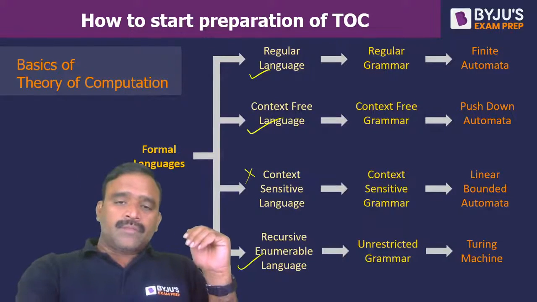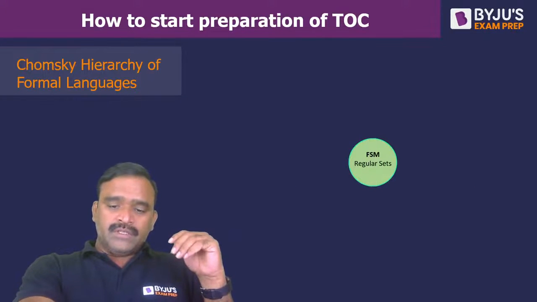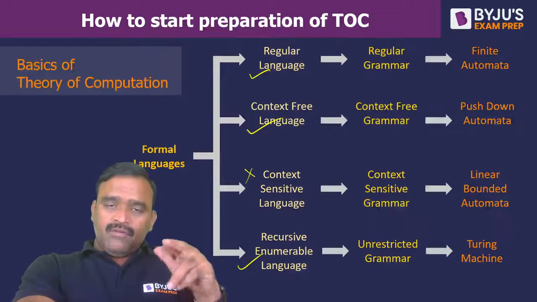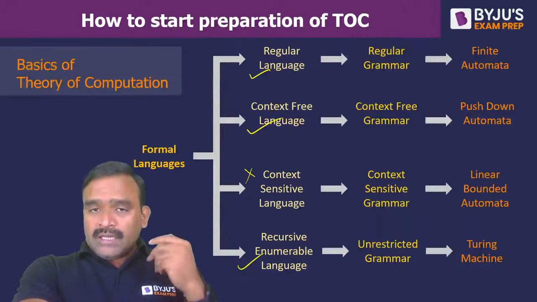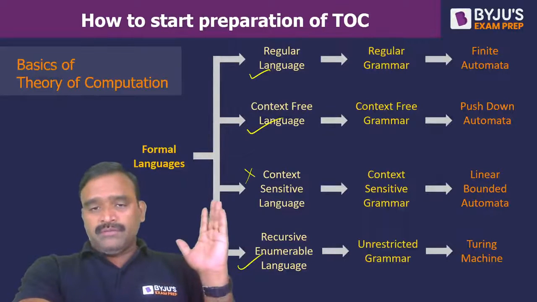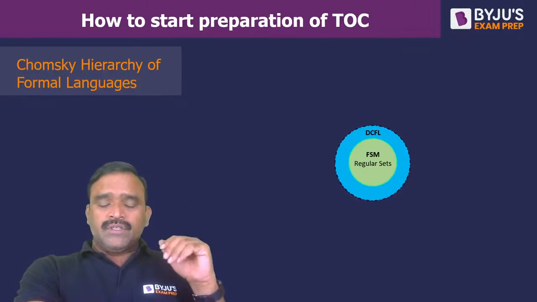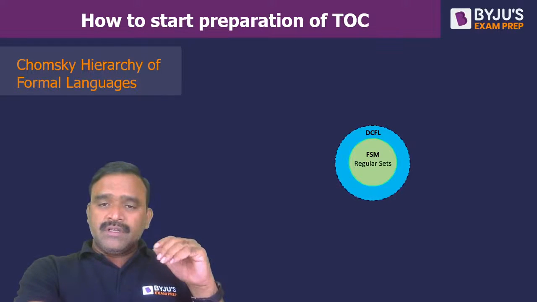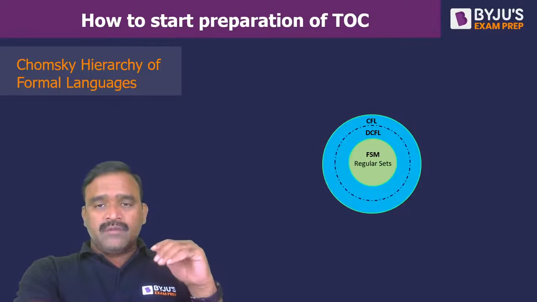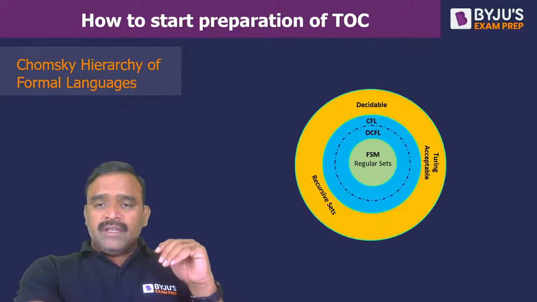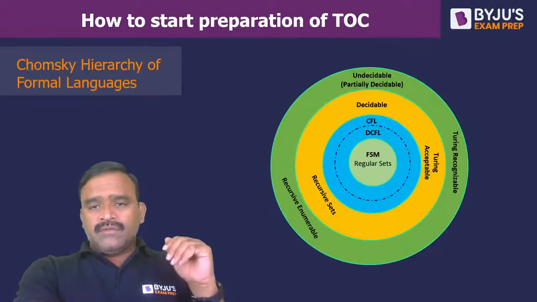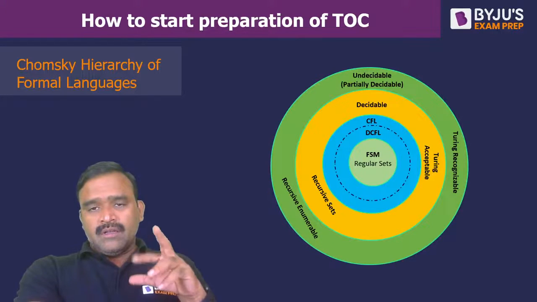Fine, thank you. Now coming to the Chomsky hierarchy of formal languages. Noam Chomsky defined 4 types of formal languages, from which all computer languages have originated. Finite state machine is an abstract model for regular sets; you should cover that first. And DCFL, deterministic context-free languages, are accepted by push-down automata in a deterministic approach. And again, context-free languages. And then decidable languages, meaning recursive sets, and also undecidable languages, partially decidable, recursively enumerable sets, Turing acceptable, Turing recognizable. These are the different ways.